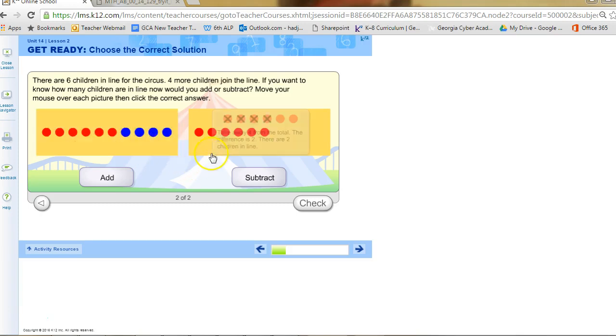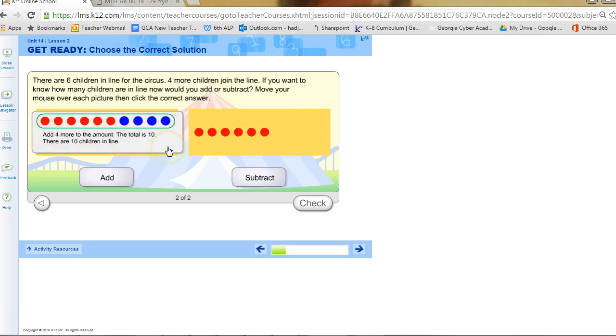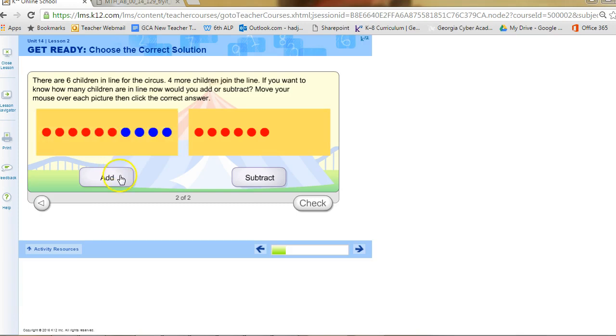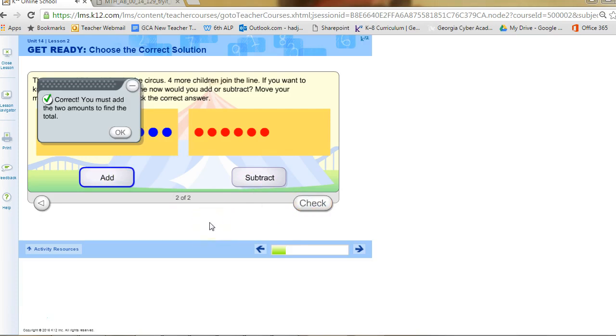Let's see what our subtraction picture shows. It says take away 4 from the total and the difference is 2. 2 children in line. Well, let's think, are there 2 children in line? Or are there going to be more? There are going to be more because we had 6 children and then 4 more came. No one went away, so our total is going to be more. This was an adding problem. We can check that. That's right, we had to add the amounts to find our total.